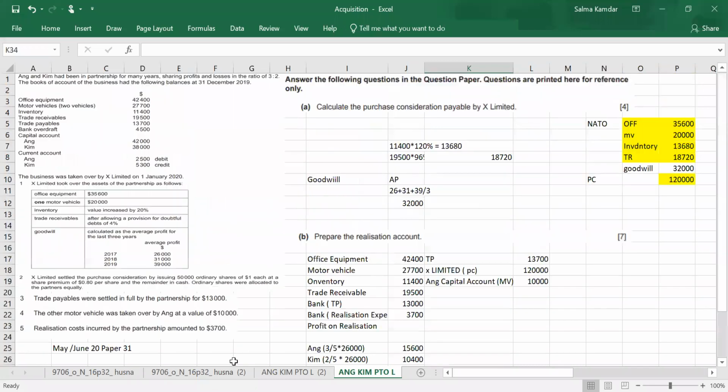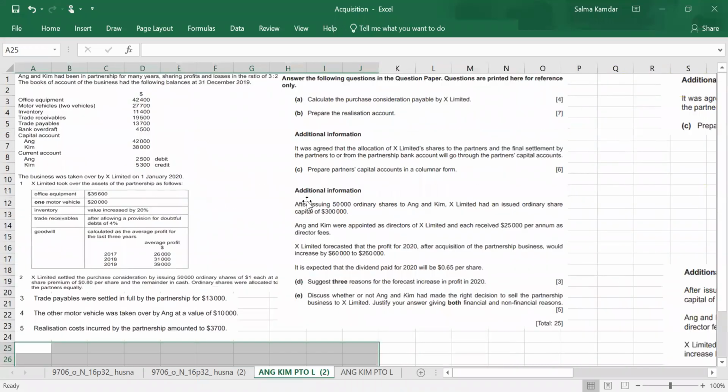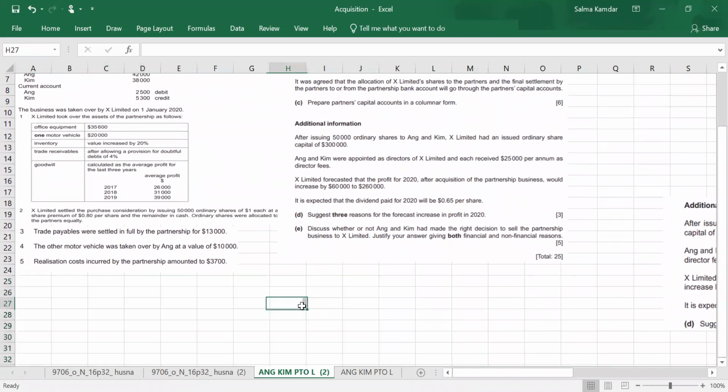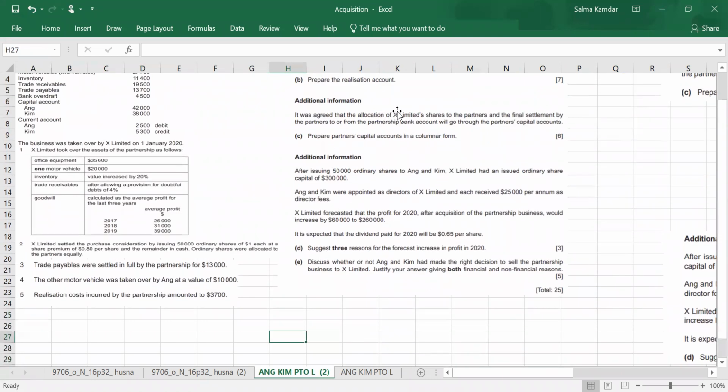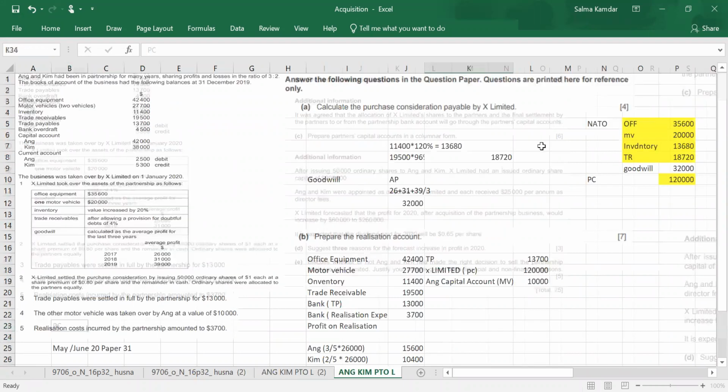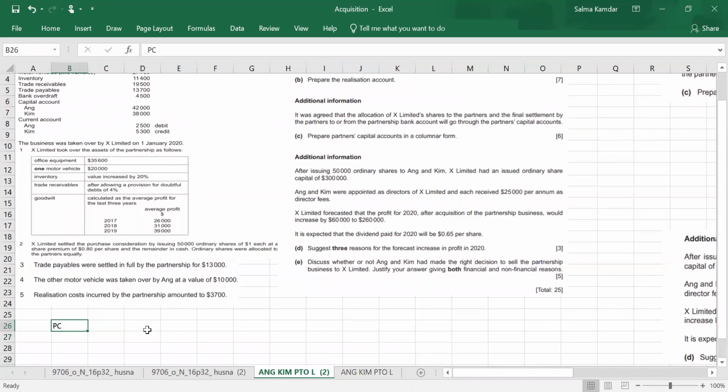Now along with this, in the C part, they have also asked me to prepare partners' capital account. It was agreed that allocation of X shares to the partners and final settlements from the partnership bank account will go in the partners' capital account. Now let's see what is the X share. What is the purchase consideration that X is going to pay Ang and Kim? X is going to pay Ang and Kim 120,000.